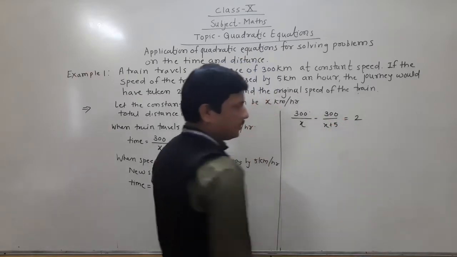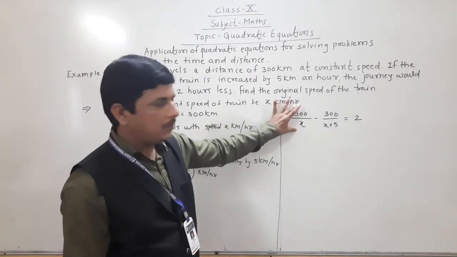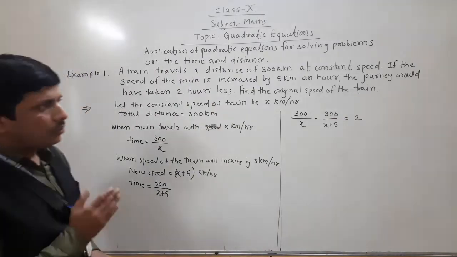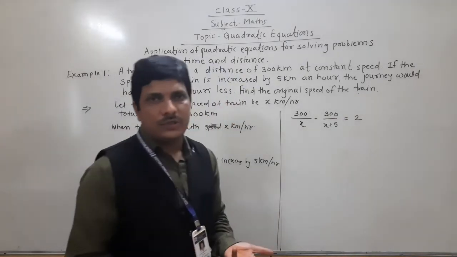is equal to 2 hours. Now see here, this is also time, distance upon speed, and this is also distance upon speed, time. So this is important. Now when you solve this, you will get the equation.